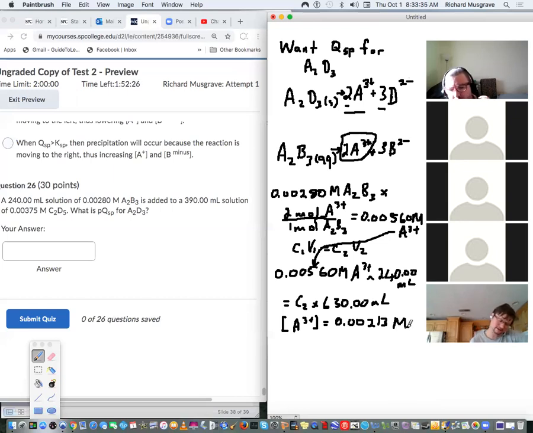So what does this represent? Well, it represents the A3+ in the solution once both solutions have been added together, taking into account two things. That the A2B3 splits into two A3+, and the fact that it gets diluted once we put it into a solution where we're taking two things and putting them together. Does anybody have any questions? Okay.